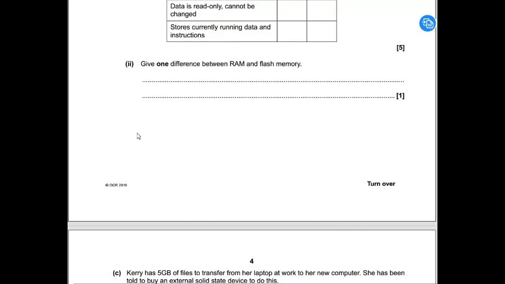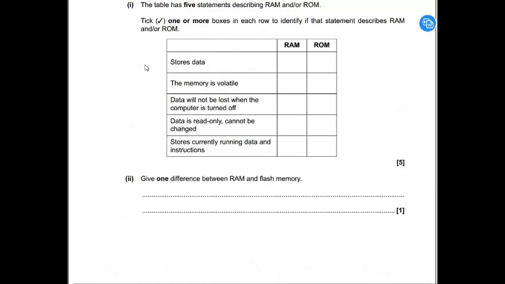Give one difference between RAM and flash memory. There are several differences. RAM is volatile, flash memory is non-volatile. So you might even want to look at the previous question as like a little clue to answer this one. We know RAM is volatile and flash memory is non-volatile.